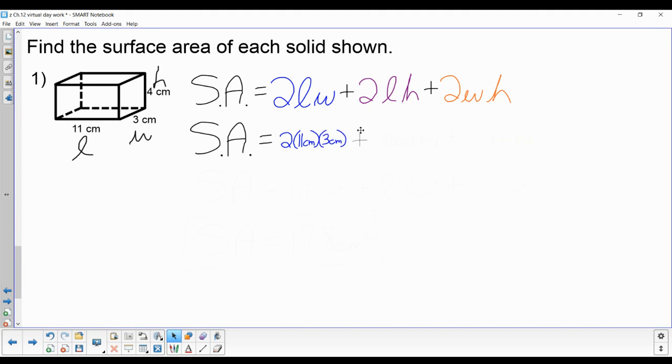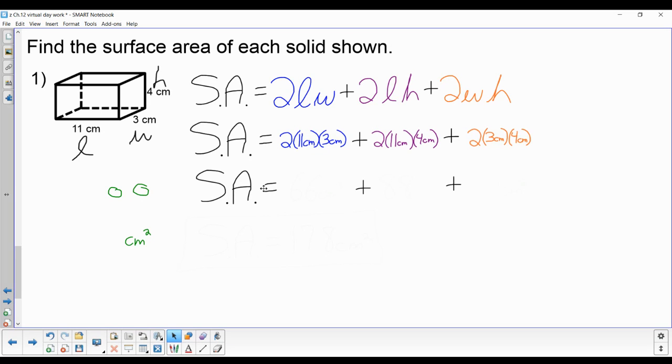Copy the plus sign. Copy the 2. The length again is 11 centimeters, and the height is 4 centimeters. Copy the plus sign. Copy the 2. The width is 3 centimeters, and the height is 4 centimeters. Once you've plugged in, you can do the third step, which is to solve using the order of operations.